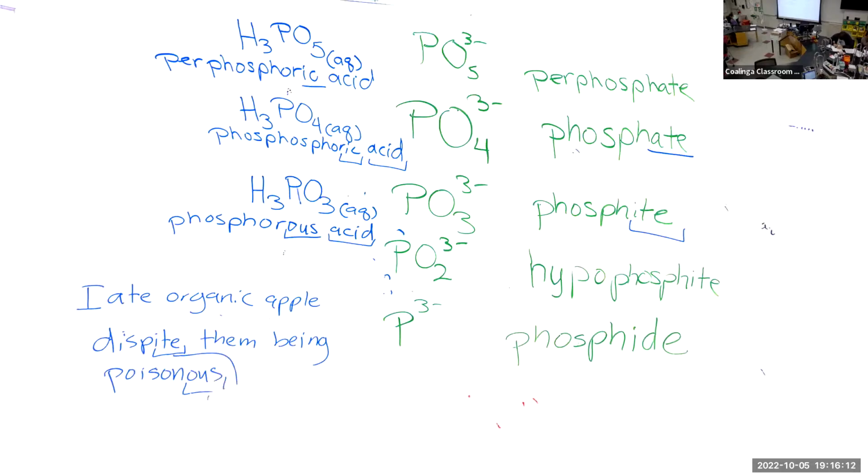Okay, if it's ITE, we use OUS. If it's ATE, we use IC. Okay, so what will be the name of the acid that's formed from H3PO2? What will be the acid?